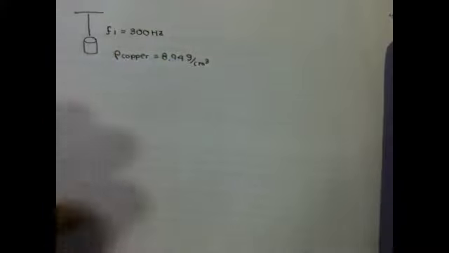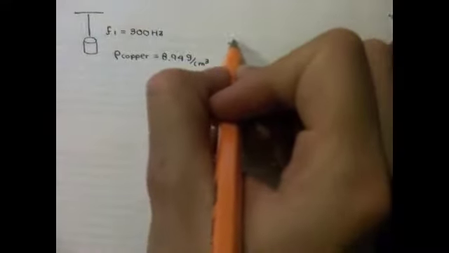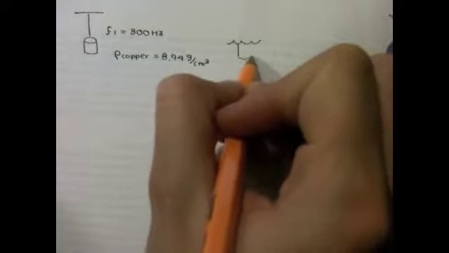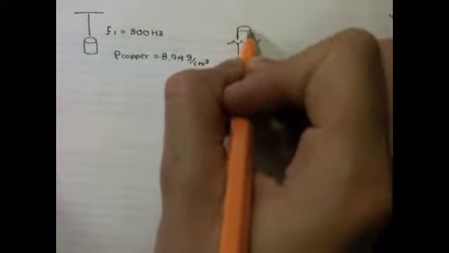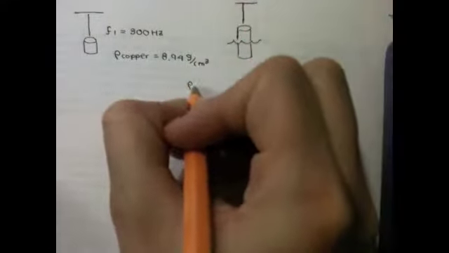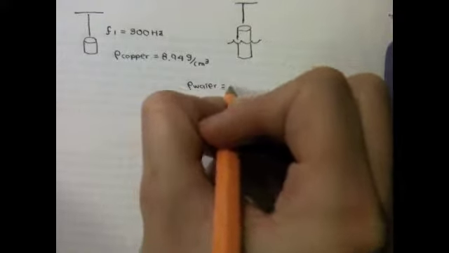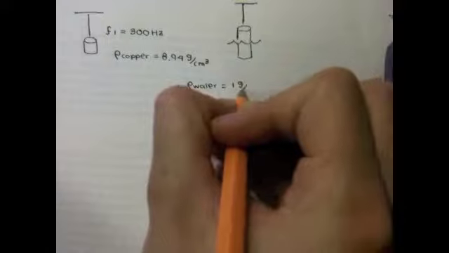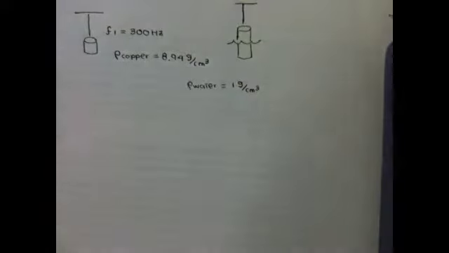We know that the density of copper is equal to 8.94 grams over cubic centimeters, and we need to find the fundamental frequency when the cylinder is submerged half of its volume in water. Also, we know that the density of water is equal to 1 gram over cubic centimeter.